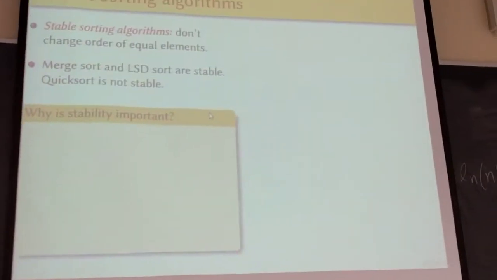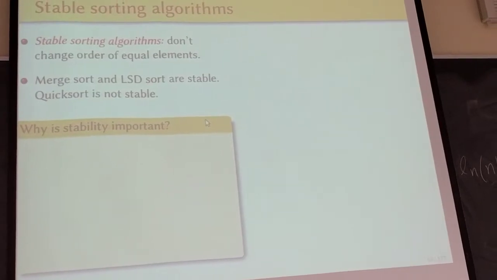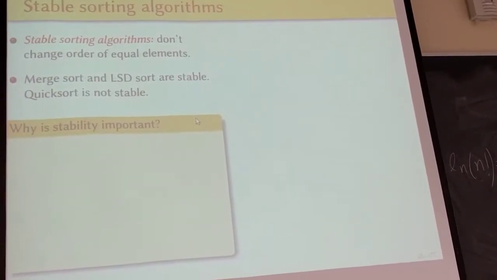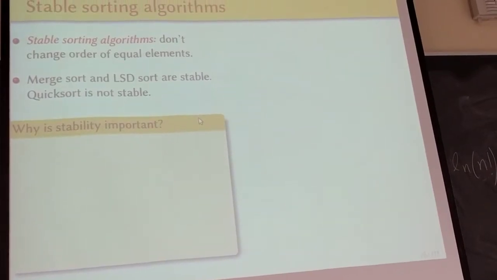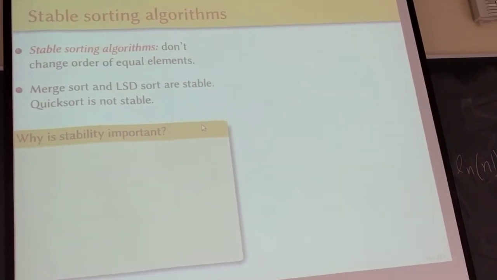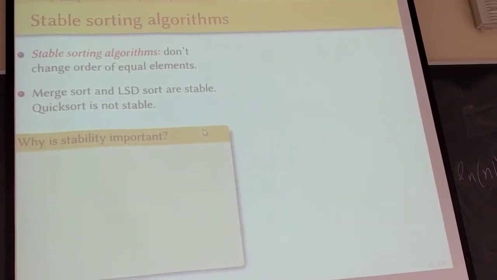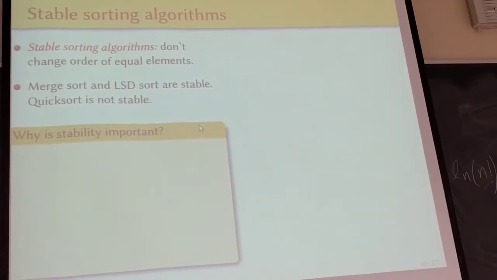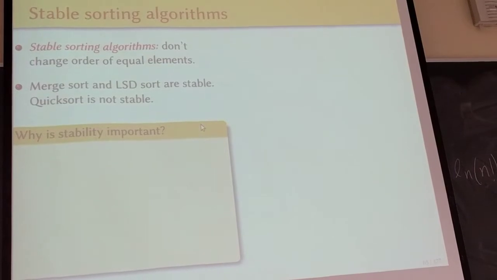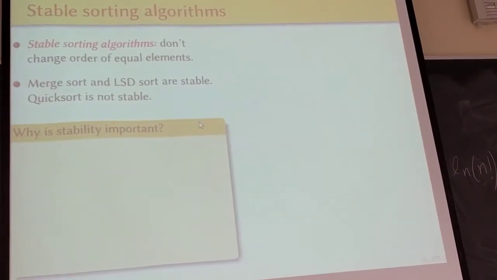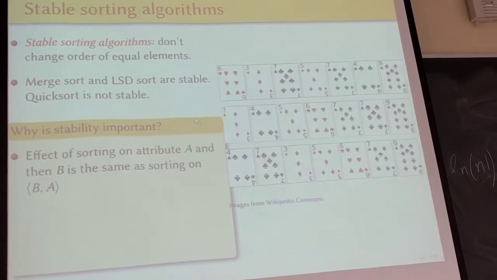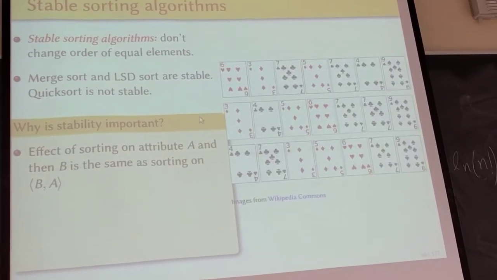Okay, so stable sorting. What is stable sorting? Stable sorting means that if two elements are equal, then the algorithm doesn't permute their order. It preserves the order of elements that are already sorted, right? So here's an example that kind of shows you where it is useful.